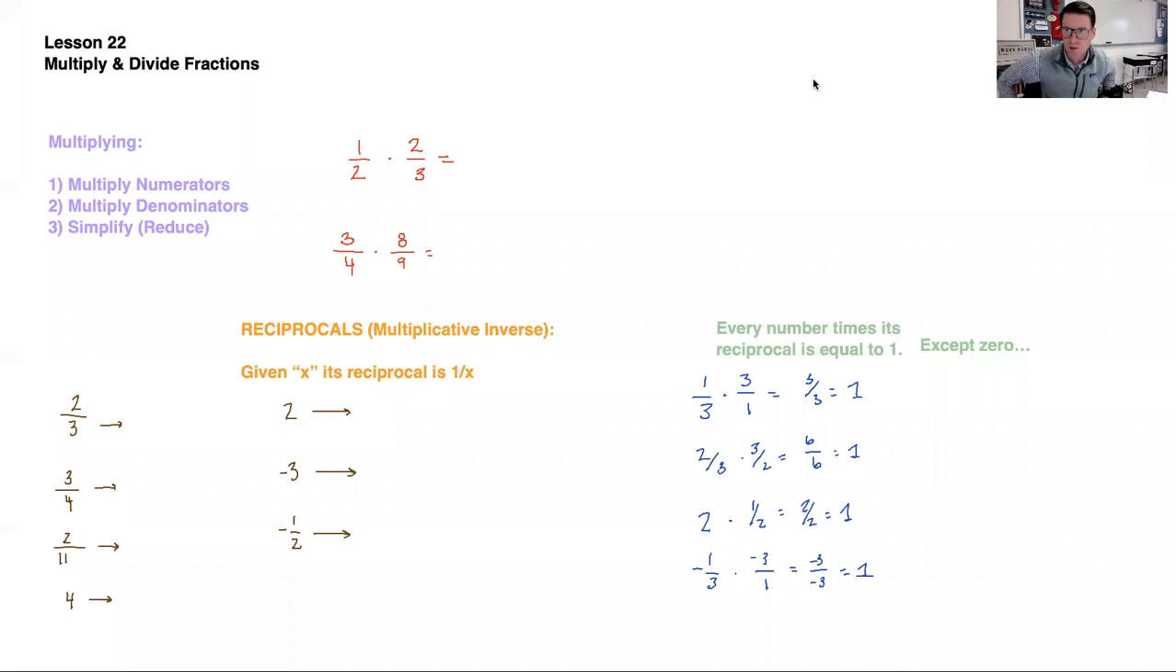All right, we got lesson 22 here, multiply and divide fractions. So let's start with multiplying. There's really three steps that we need to make sure we are covering when we multiply fractions. So the first is we're going to multiply numerators. Second, multiply the denominators. Third, probably maybe most importantly, is to reduce, or simplify.